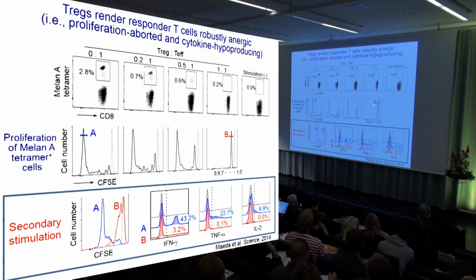So if you compare A and B, if you stimulate them, then A can proliferate, but B cannot proliferate, no cell division. And A can produce various cytokines, interferon gamma, TNF alpha, IL-2, but B cannot. So this is the definition of anergy: proliferation aborted and cytokine hypoproducing. So this means that Treg put the responder T cells into an anergic state when the Treg are present.